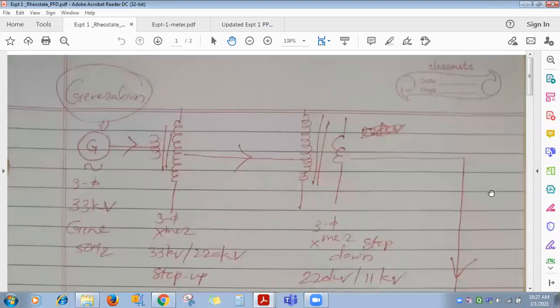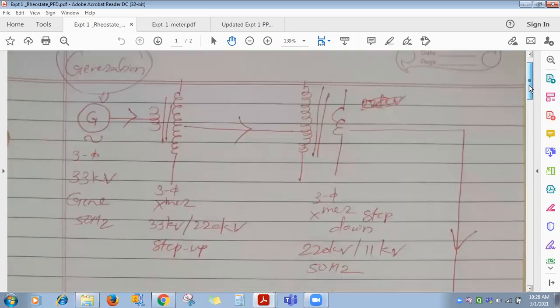First of all, I'll show you how generation, transmission and distribution is done in India, and then, when you work on such voltages, which safety precautions you have to follow.